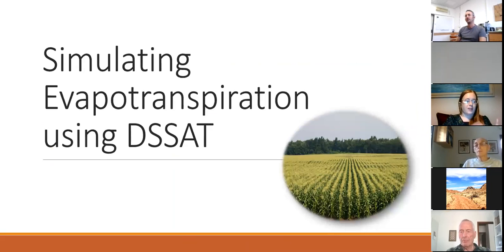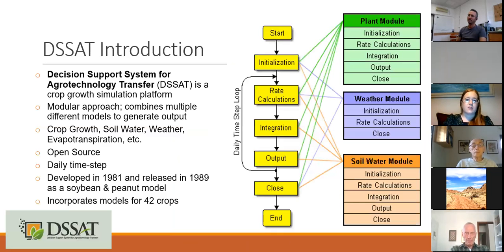So after that introduction, I'm going to move into my main talk, which is on simulating evapotranspiration using DSSAT. DSSAT is the Decision Support System for Agrotechnology Transfer. This is a modeling platform that was developed in the 1980s, originally for legumes like soybeans and peanuts. And right now it incorporates 42 different crops. This model has a modular style approach where you combine multiple different types of models and different systems to create an output.